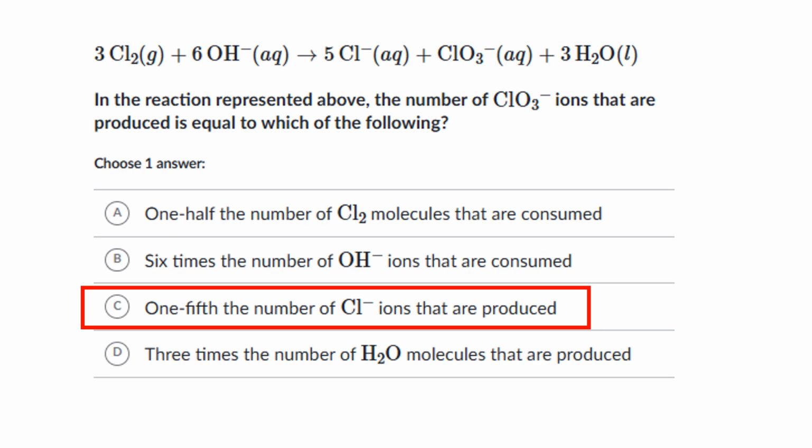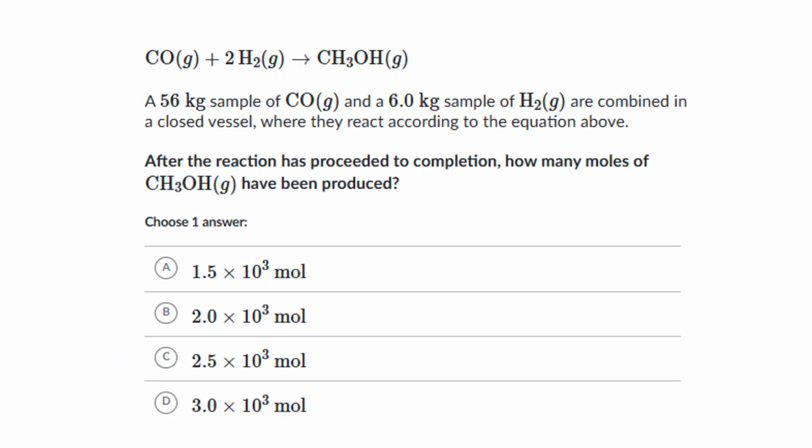All right, one more here. We've got another equation here, pardon me. This one does involve a calculation. We've got carbon monoxide and hydrogen making methanol gas. A 56 kilogram sample of carbon monoxide and a 6 kilogram sample of hydrogen are combined in a closed vessel where they react according to the equation above. So after the reaction has proceeded to completion, how many moles of methanol have been produced?